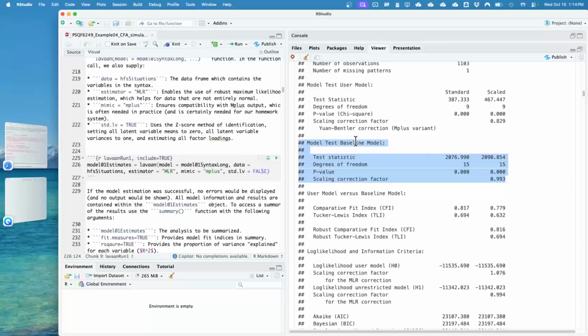Yes, the independent variables model. So the model test baseline model is asking the question, do you have any non-zero covariance in your data? And why that's important is, if you have a bunch of zeros for all the covariances, you don't have a factor. The end, right?